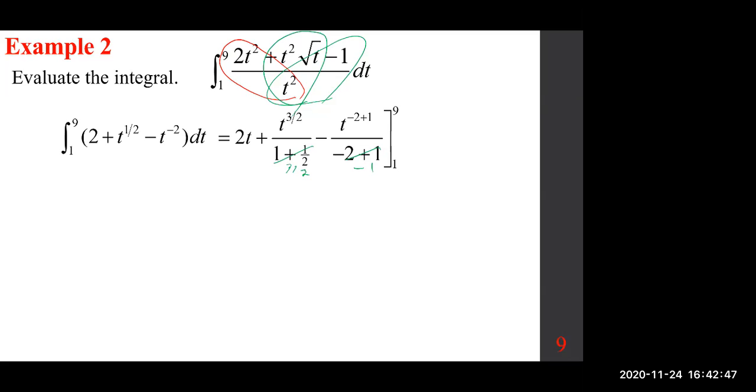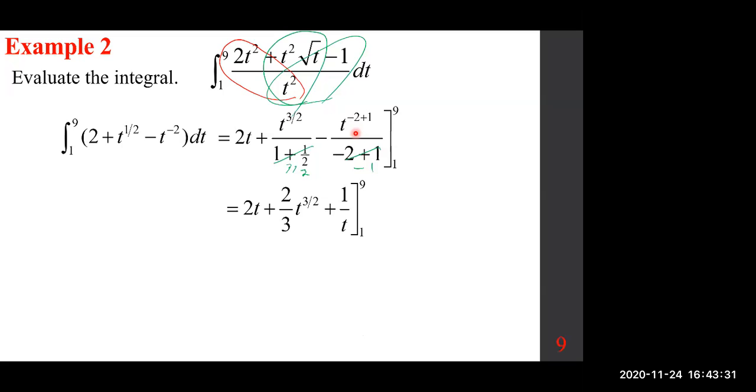And we don't need the constant because we are evaluating it from 1 to 9. And so the first one is 2t. The second one, division by 3/2 means multiplication by the reciprocal, 2/3. Then you have a negative sign up here, and another negative sign makes it a positive sign, t to the power of negative 1 or 1 over t. Okay. I hope everybody is okay with that. It's really not that big of a deal. And so let's see what happens next.